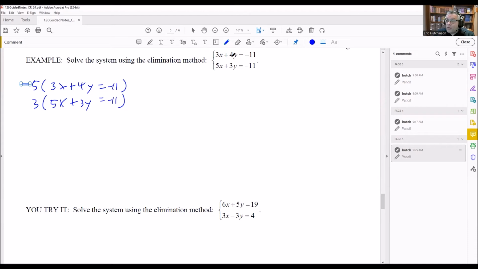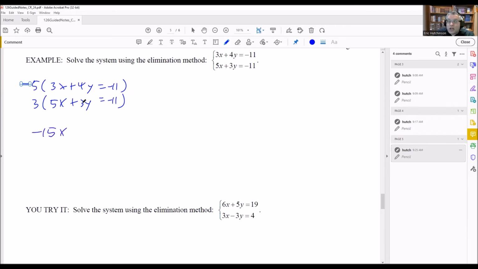If we would have gone for the y's, you could have done -3 times the first row and a 4 times the bottom row, and that would have given you -12 and +12, and that's what you would have done to eliminate the y's. So it doesn't matter, again, what variable you solve for. You can solve for either x or y. So in this case, eliminating the x's, we do -5 times the first row and a +3 times the second.